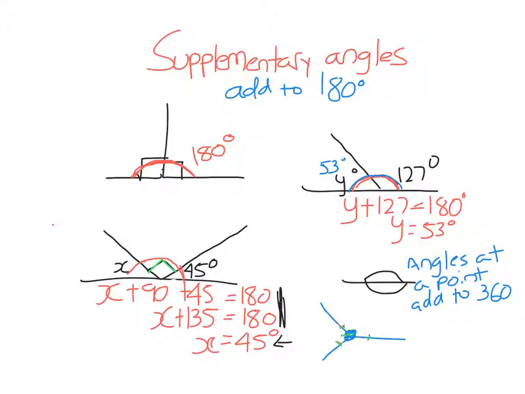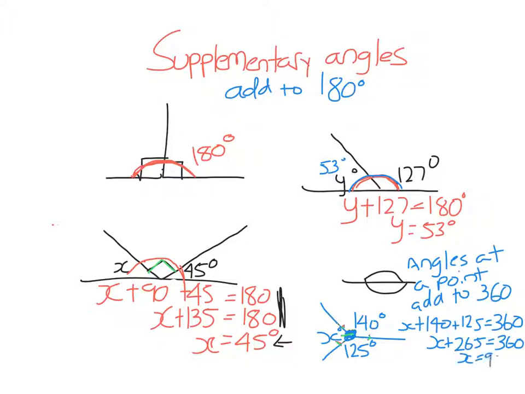So if I rub that out, let's say that this angle here is 140 degrees and this is 125 degrees, and I call this X. Now, there are no complementary or supplementary angles here, but I can still figure out X really easily because X plus 140 plus 125 is equal to 360. So 140 plus 125 is 265. So what do I add to 265 to get 360? Of course, I just do 360 minus 265, and X is 95 degrees.